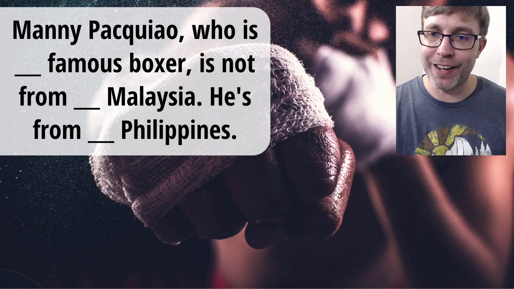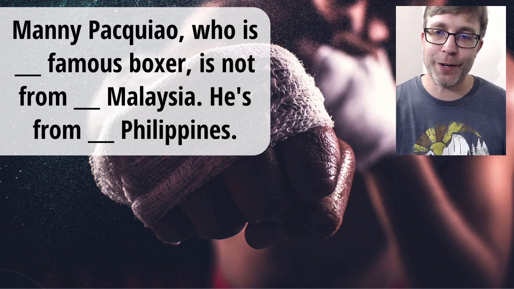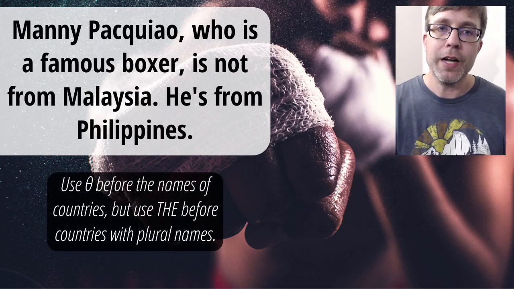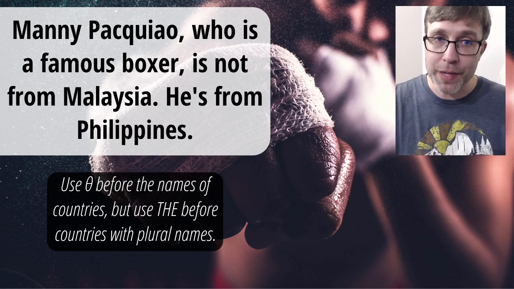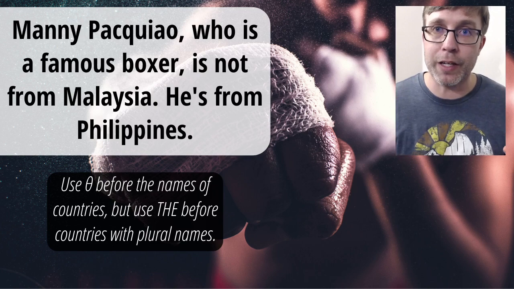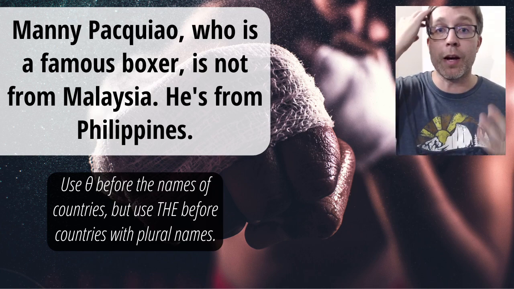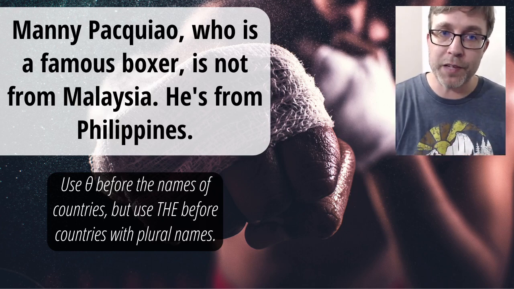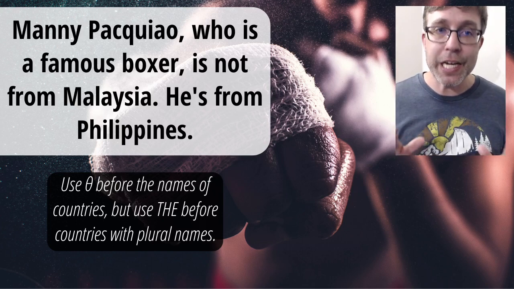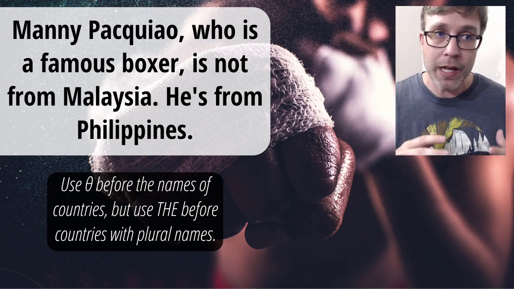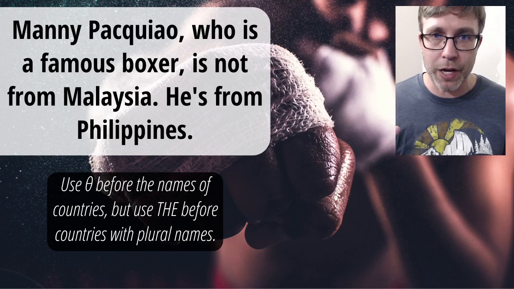Excellent. Anna, Rossi. So the correct answer, I think, Savi, you can get that, it's a little longer. But Manny Pacquiao, who is a famous boxer, all right, just in general, like I said at the very beginning, we talked about someone who is a professor, who is a famous boxer, is not from Malaysia. No article when we talk about the names of countries. And this is a rule that applies to most countries.